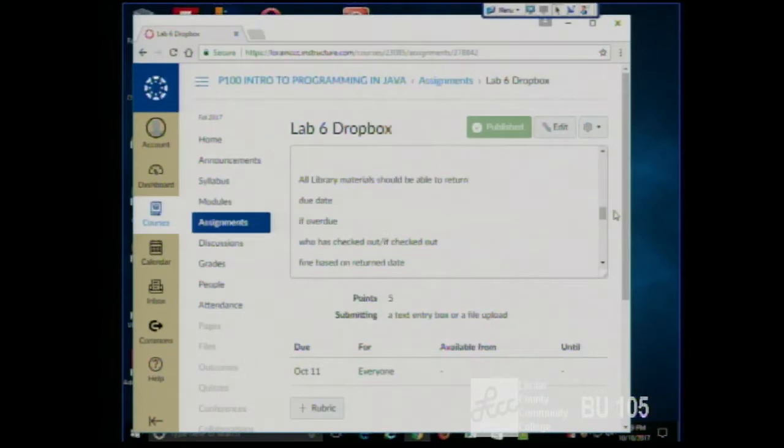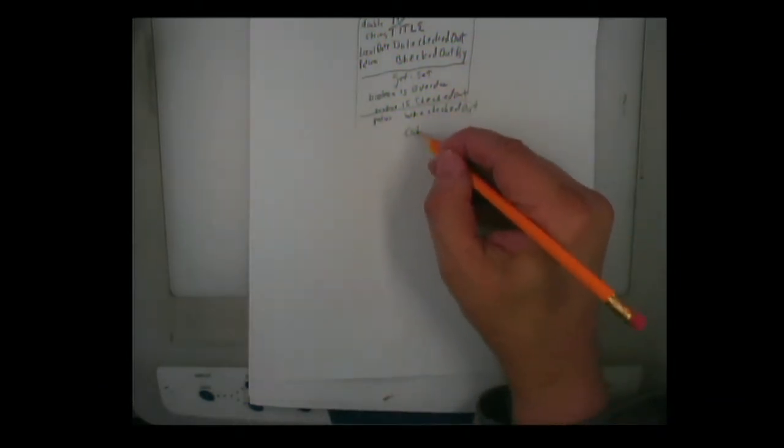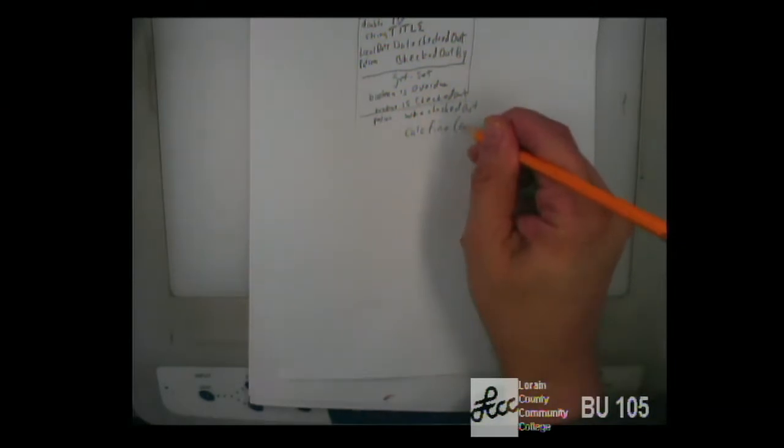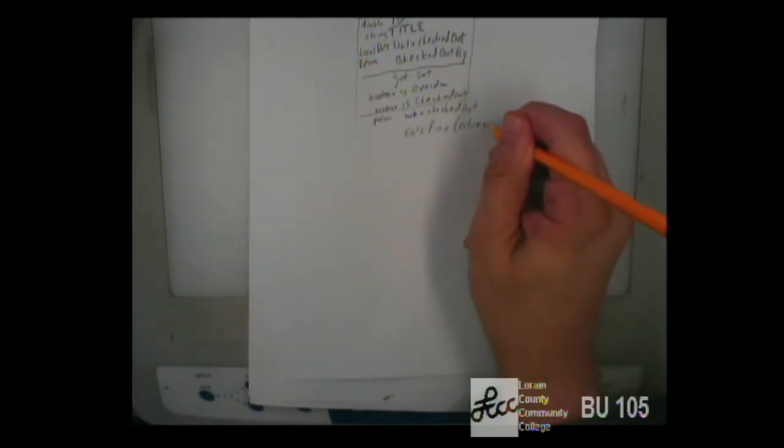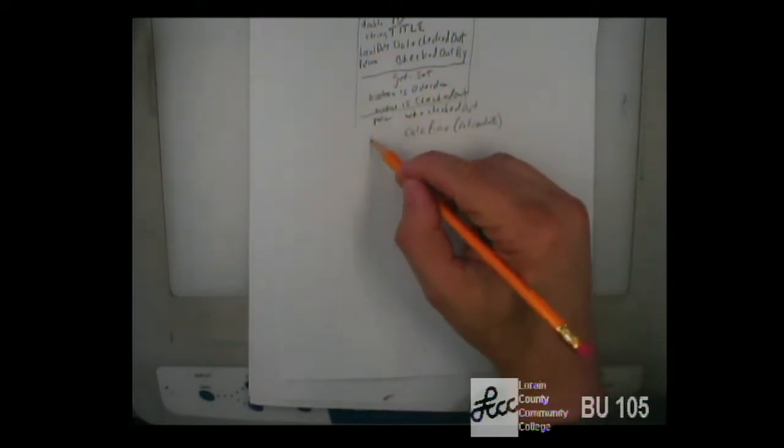All right. You could actually write two functions. Is checked out? Who checked out? This would return a Boolean. This would return a patron. That would return a Boolean. That would return a patron. Find based on return date. So, calculate fine. And you're going to give it the return date, and you're going to get back an amount.